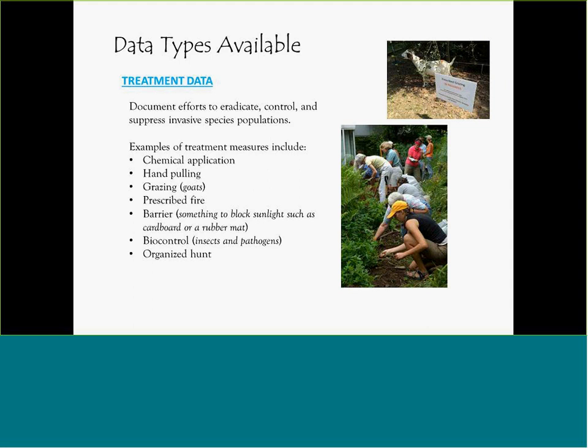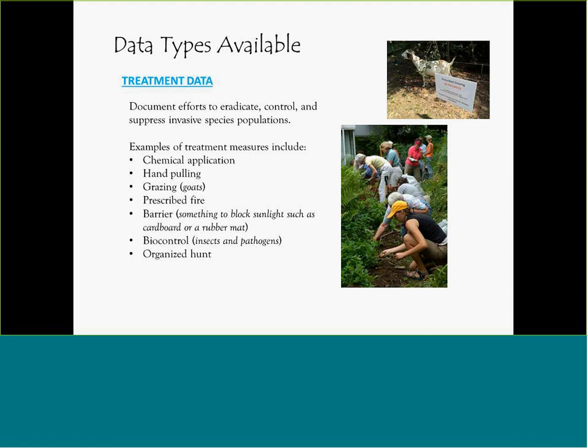Most commonly, people are using chemicals to do work, but also people will do hand pulling efforts. Another thing that's happening here in the Pittsburgh area, and probably other places too, are goats, where there's actually a company that you can rent goats from to do grazing on invasive species. People will also use prescribed burns in areas where that's appropriate to do. Some places you can actually install barriers, whether that's a piece of cardboard or a rubber mat, that essentially will block the sunlight so that the plant underneath that barrier cannot survive.